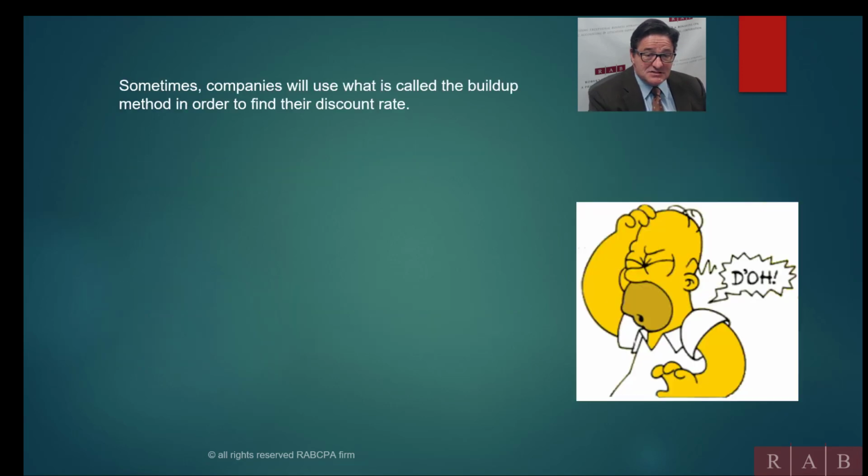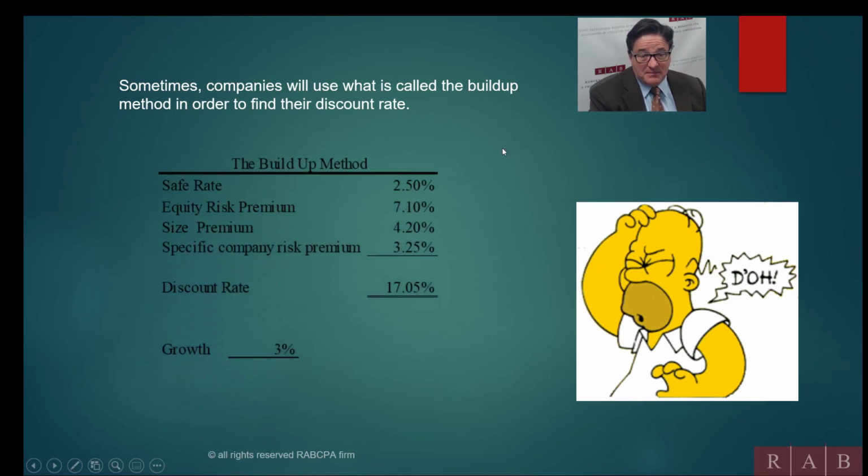Now, sometimes companies will use what's called a buildup method in order to find your discount rate. The buildup method is composed of four components: safe rate, equity risk premium, size premium, and specific premium. In this example, the safe rate is the safest rate you can have. Well, it's a 10-year T-bill, right? The equity risk premium is basically what you'd earn in the market.